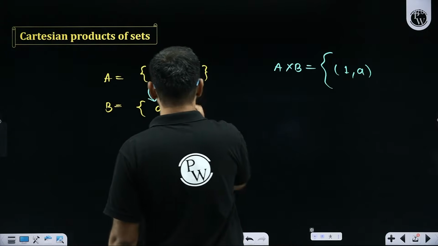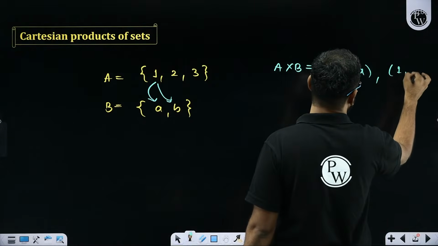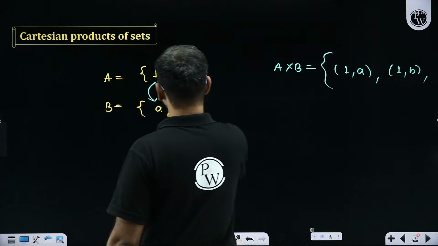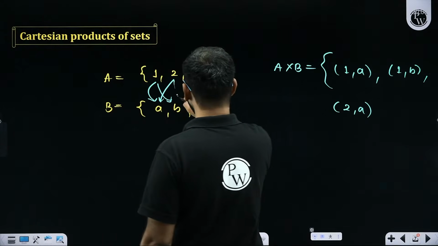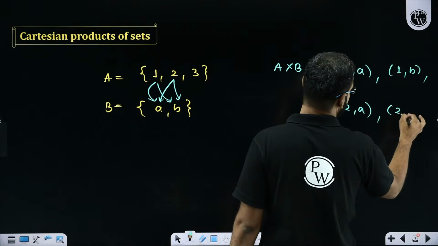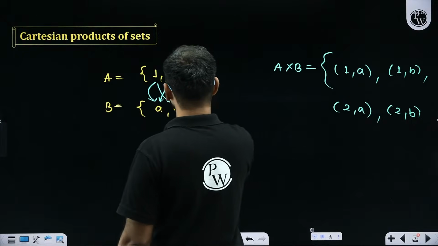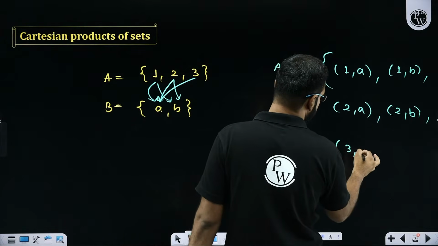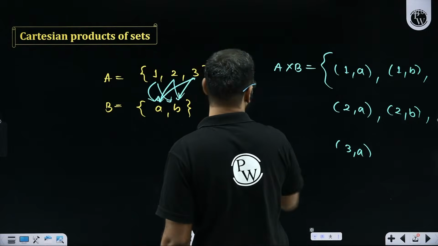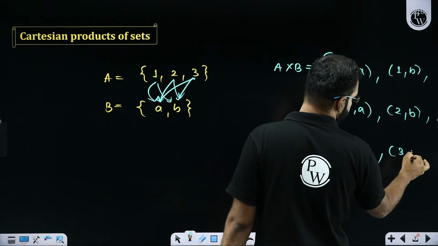Then I'll have (1, b). The second ordered pair will be (1, b). Then the third ordered pair will be (2, a). The fourth ordered pair will be (2, b). The fifth ordered pair will be (3, a). And the sixth ordered pair will be (3, b).